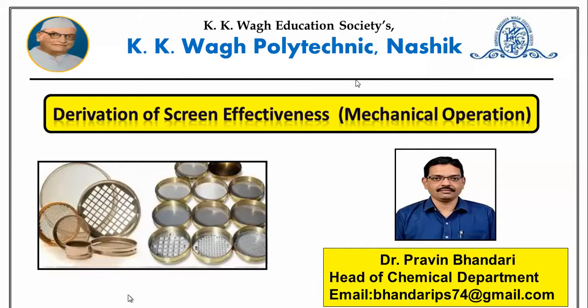Now, how to determine this screen effectiveness? To determine screen effectiveness, the formula for screen effectiveness is used and the values of the variables are substituted, and the effectiveness either based on oversize or based on undersize or overall effectiveness is determined. Now in this session, we will be deriving an expression for determination of screen effectiveness, rather calculation of the screen effectiveness. So let us begin the derivation of screen effectiveness.